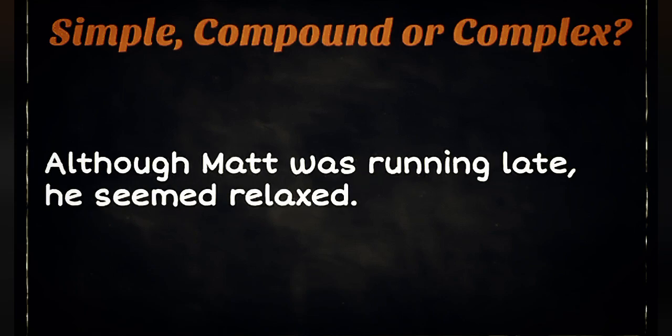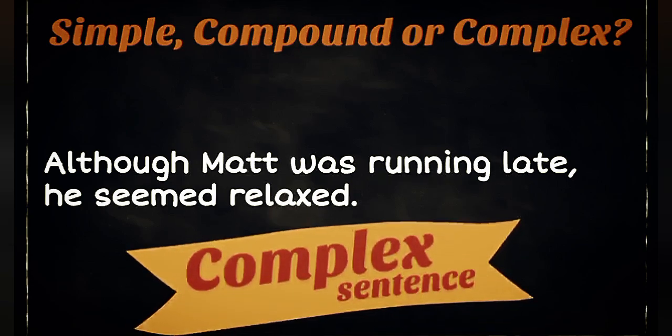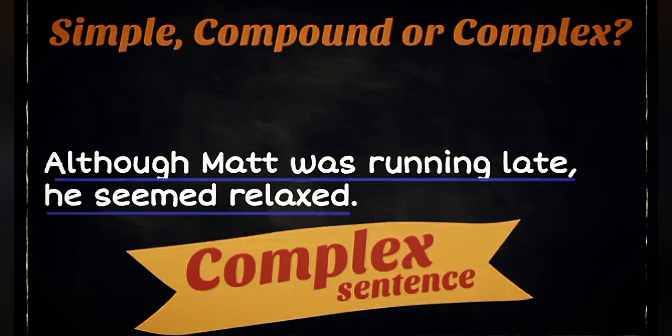Let's try another one. Although Matt was running late, he seemed relaxed. That's right, it's a complex sentence. It has an independent clause, which is a completed thought, and a dependent clause, which isn't a completed thought.